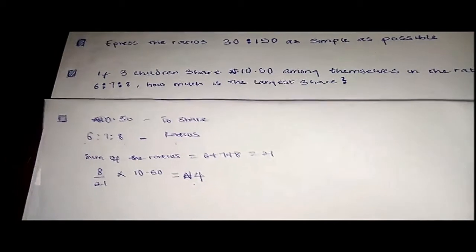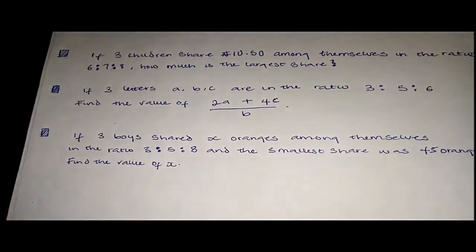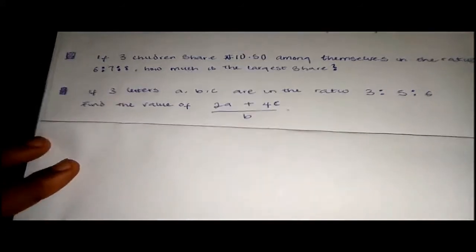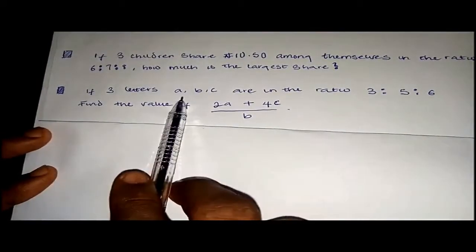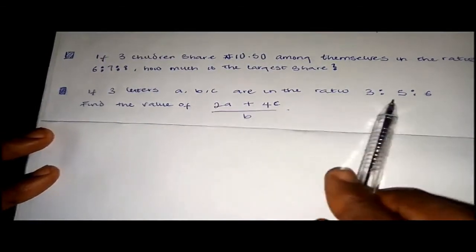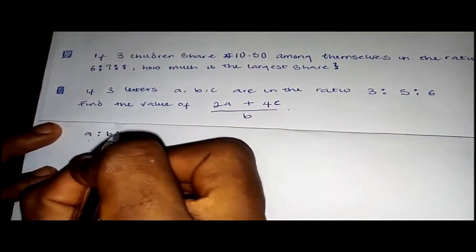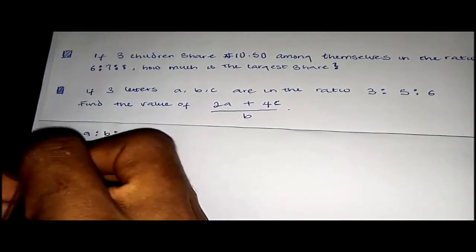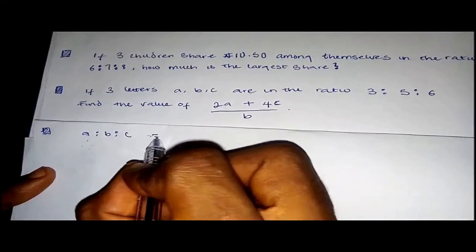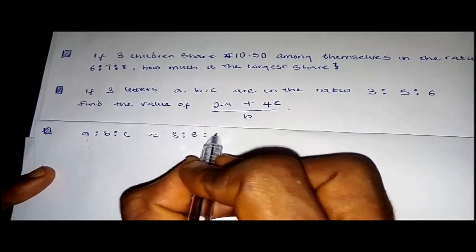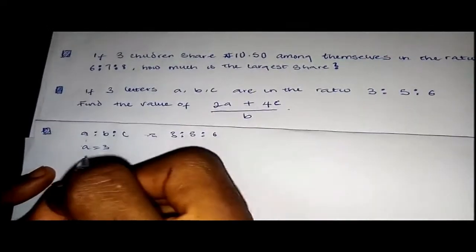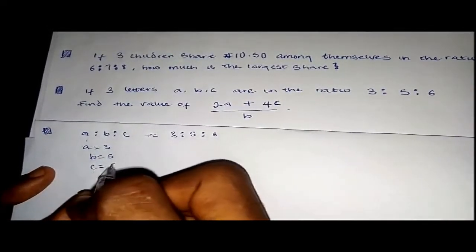Now let's move quickly to the third example. The third example is this: if there are 3 letters A, B, C in the ratio 3, 5, 6, find the value of 2A plus 4C over B. Now this one is just easy because you need to understand that A, B, C are in the ratio A:B:C, which is equal to 3:5:6. That means A is equal to 3, B is equal to 5, and C is equal to 6.